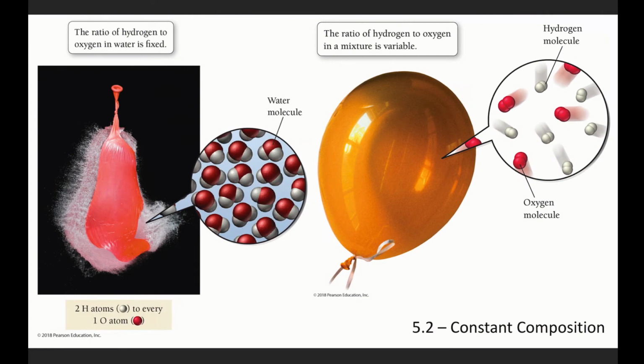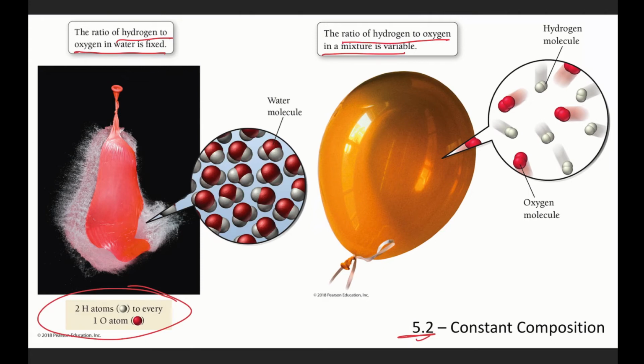All right. Then moving along, the law of constant composition from 5.2 tells you that in a compound, the composition is constant. That's basically what it means. As in the ratio of hydrogen to oxygen in water is fixed, yes? Water is always 2 hydrogen atoms to every 1 oxygen atom. Always. It doesn't change, okay?